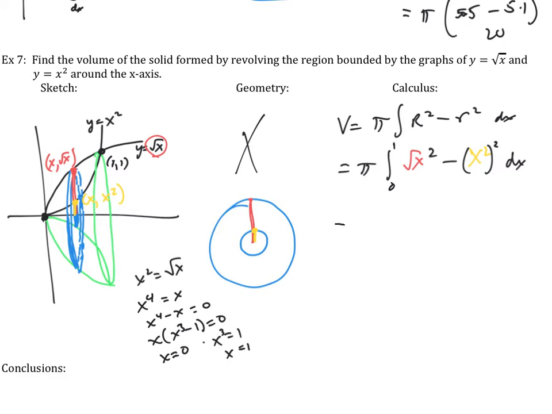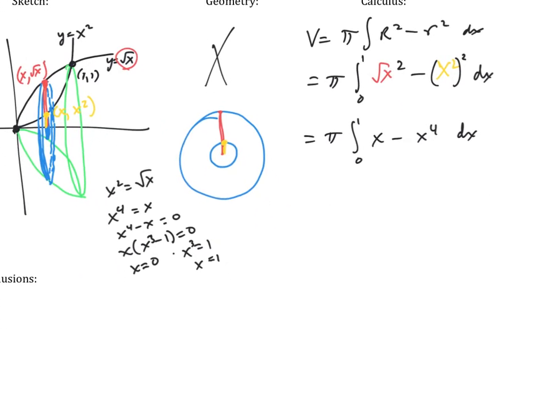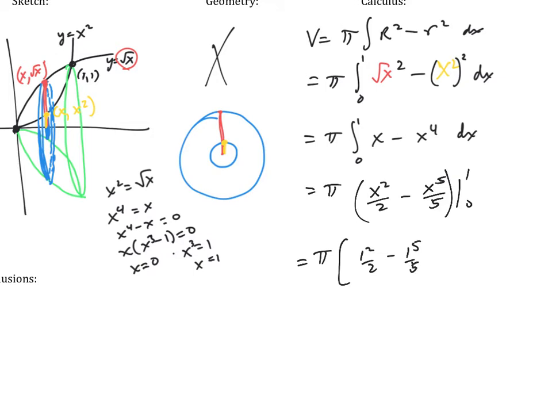So I'm going to integrate from 0 to 1. And I'm going to simplify this first. So radical x squared is just x minus x to the 4th. And now I'm ready to take it from there. So antiderivative: x squared over 2 minus x to the 5th over 5, evaluated from 0 to 1. I'm just going to deal with the pi later. So plugging in the 1: 1 squared over 2 minus 1 to the 5th over 5, minus plugging in the 0.